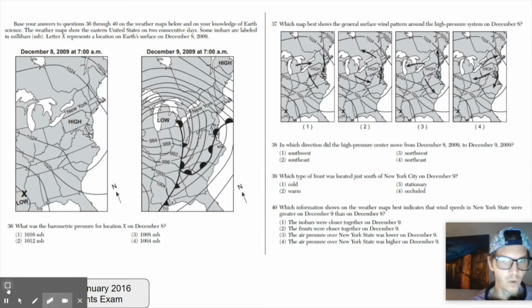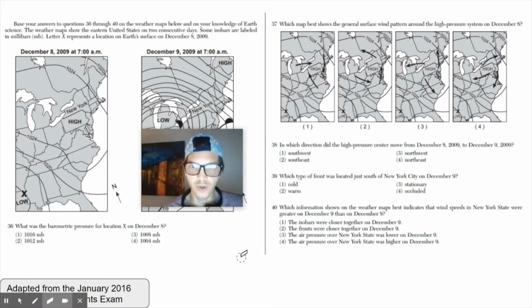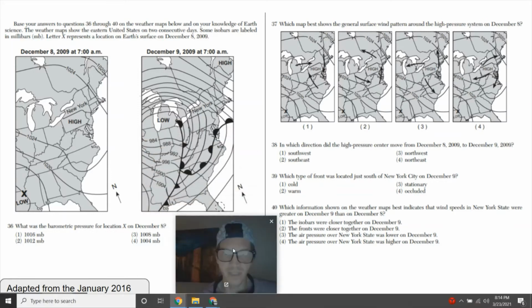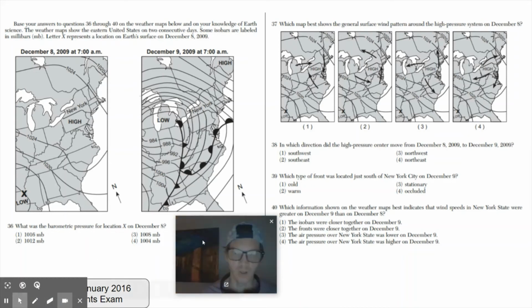Let's take a look at one more in this series. Question 40 asks, which information shown on the weather maps best indicates that wind speeds in New York State were greater on December 9th than on December 8th? Well, looking at this map, here we see New York with not many isobars around it. Here we see New York with many isobars around it. Due to that proximity, that would mean that the wind speed is higher. So the best choice would be choice 1. The isobars were closer together on December 9th.